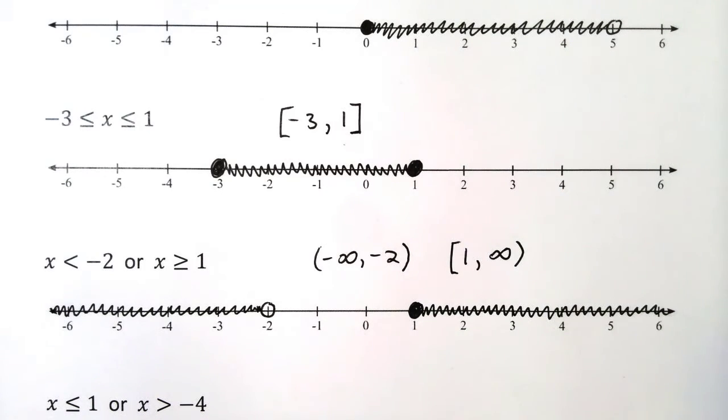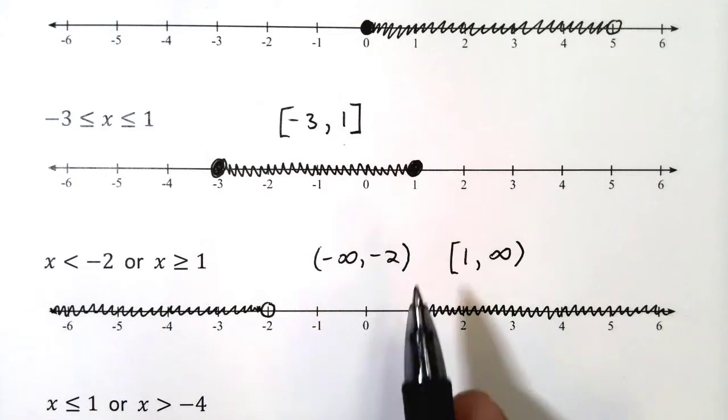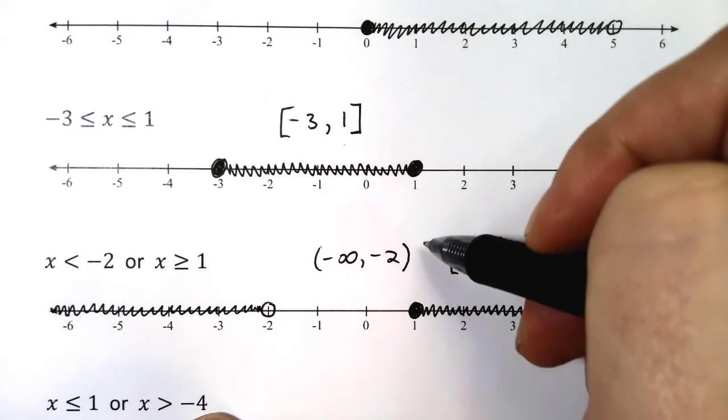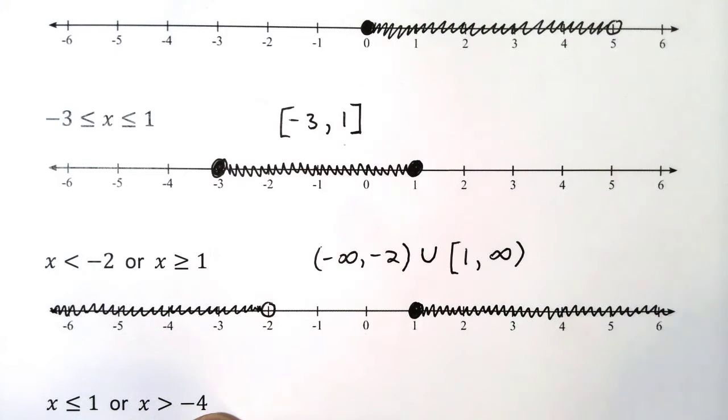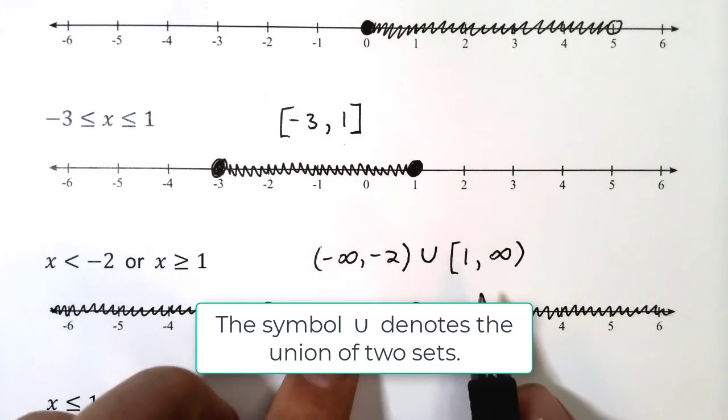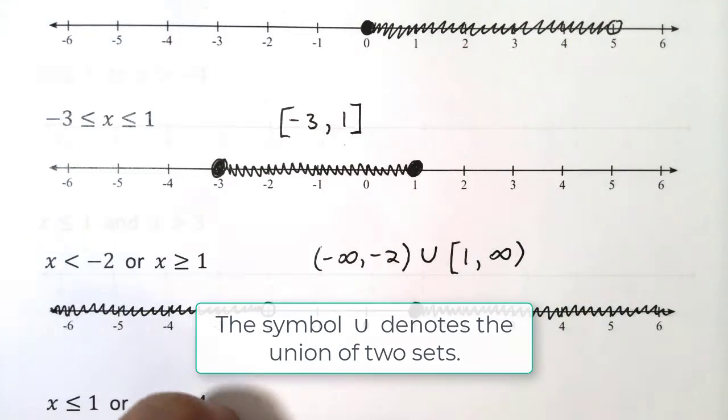Now, how do I join two intervals and say I want to consider both of them as part of the same set of solutions? We use a union symbol. A symbol that looks like the letter U, and it means to union two things together, to unite them, to combine them into one set.